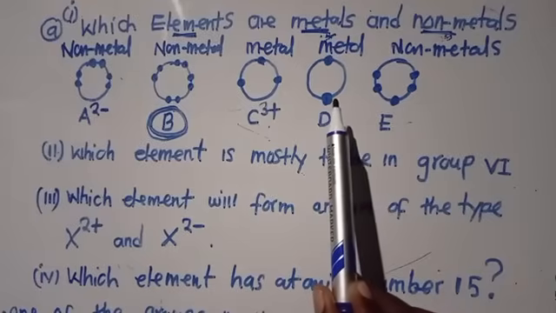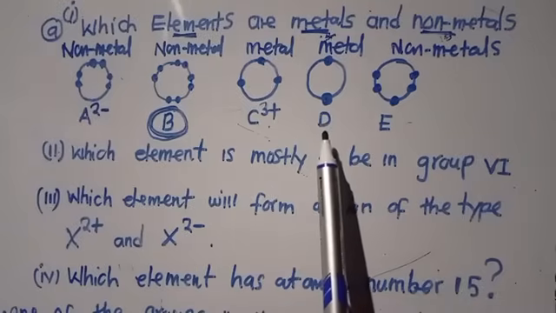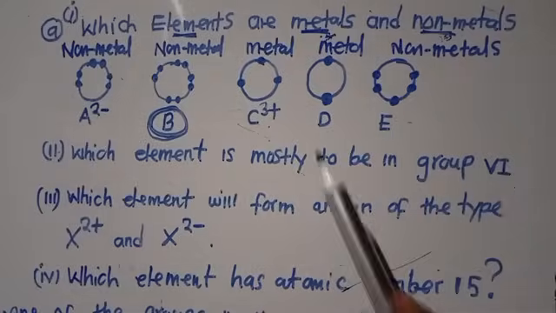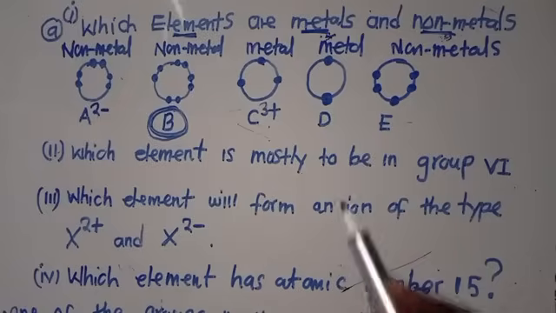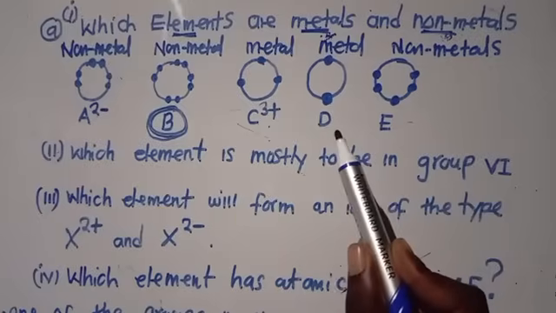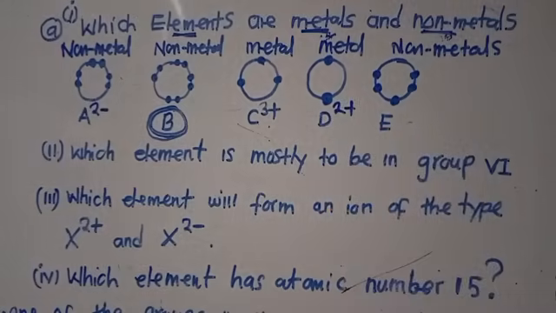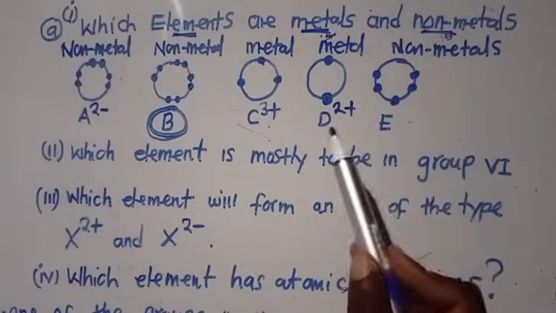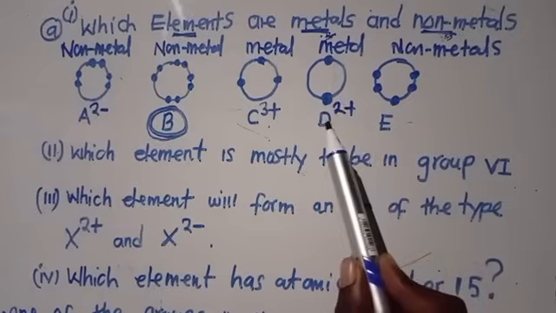I move to this one. D. What charge is D going to have? Who can tell me the charge for D? This one is a metal. We said that this is a metal. Who can answer? 2 plus. This is so good. Why? Because it is a metal and it is going to lose these 2 electrons.